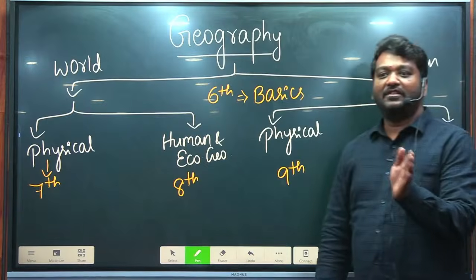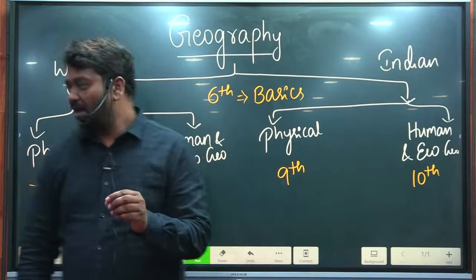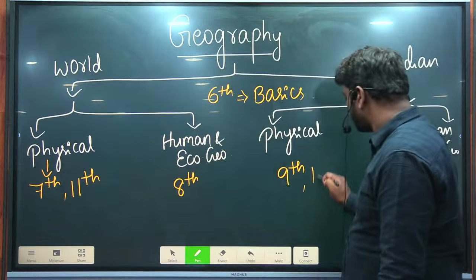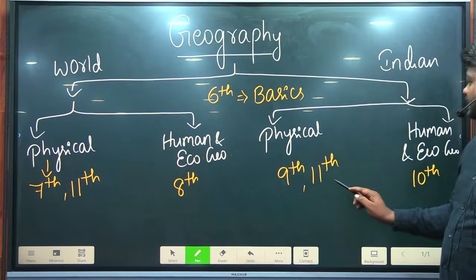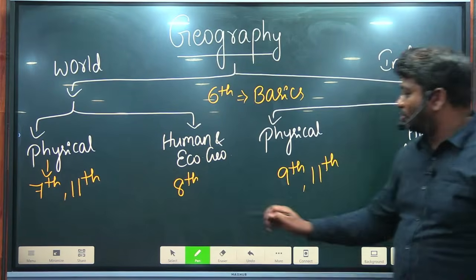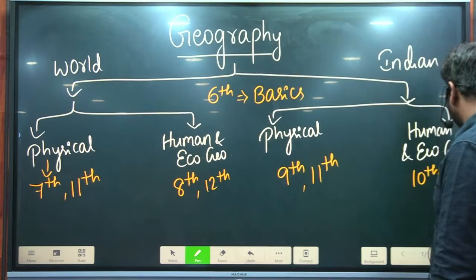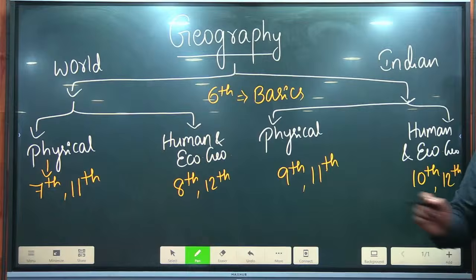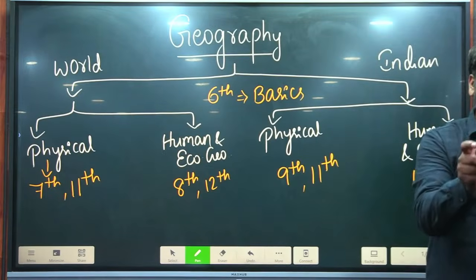Now, the 11th and 12th case. For 11th, 2 NCERTs are there. For 12th, 2 NCERTs are there. The 11th NCERT is physical geography: one NCERT is world physical, another NCERT is India physical. The 12th NCERT is human and economic. The 6th to 12th NCERT is divided like this. After the class, I will tell you, I just want you to go back home and read that NCERT specifically. That's enough.